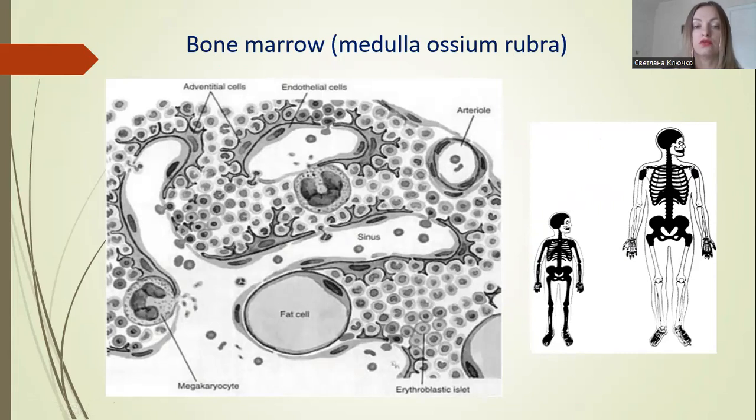Histological structure of red bone marrow. It consists of stroma and parenchyma. The stroma of red bone marrow is reticular connective tissue with blood vessels, and the type of blood capillaries is sinusoid type, with fat cells, with reticular cells and reticular fibers. And parenchyma. Parenchyma consists of lymphoid and myeloid tissue.